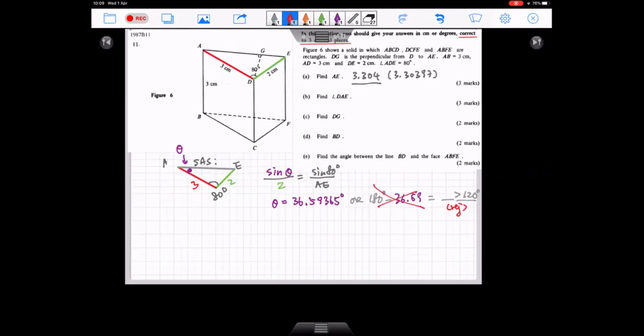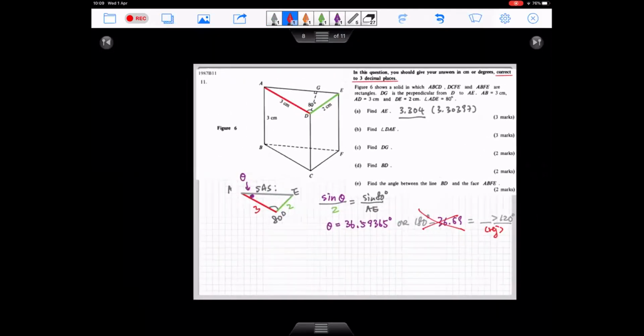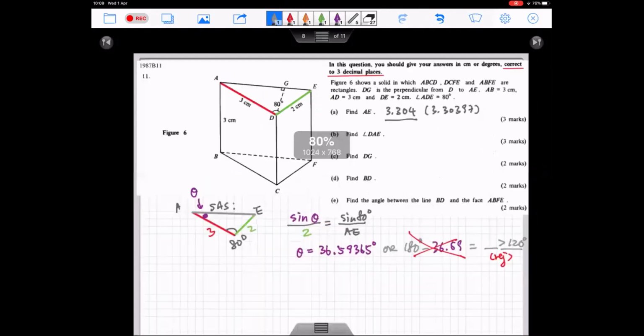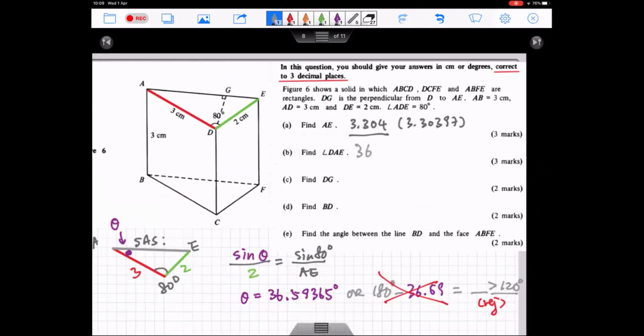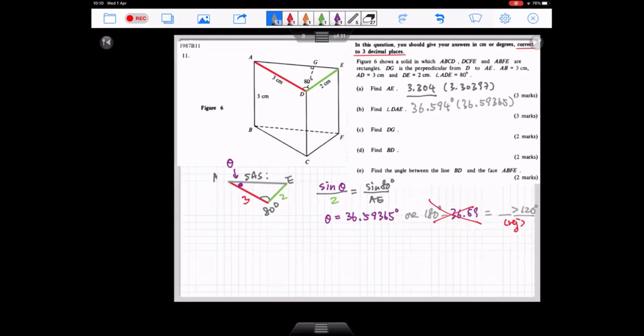So this is the sine formula approach. Alternatively, you can use the triple S cosine formula. Using the triple S cosine formula, it is the same answer, right? So the answer is 36.594 degrees. The more accurate number will be 36.59365, using the sine formula or the triple S cosine formula. My advice is to use the triple S cosine formula as always. It's a rule of thumb to use the triple S cosine formula to find an angle.